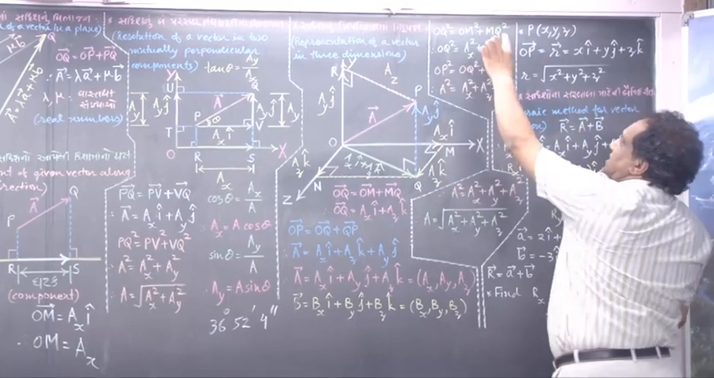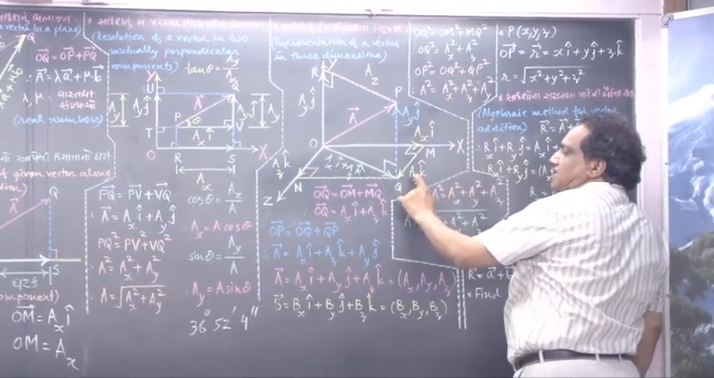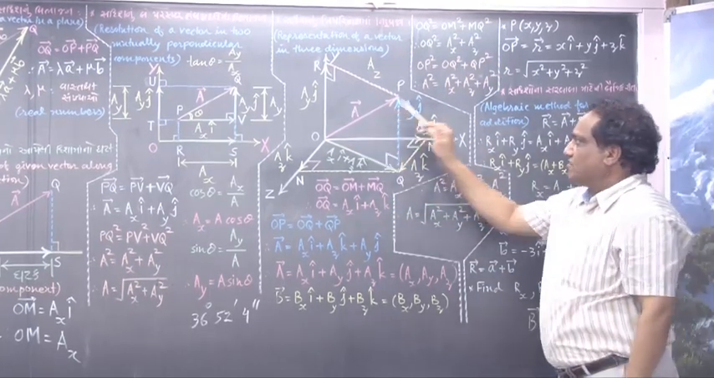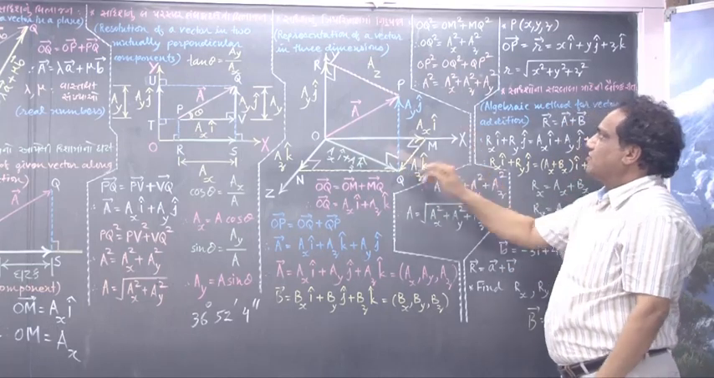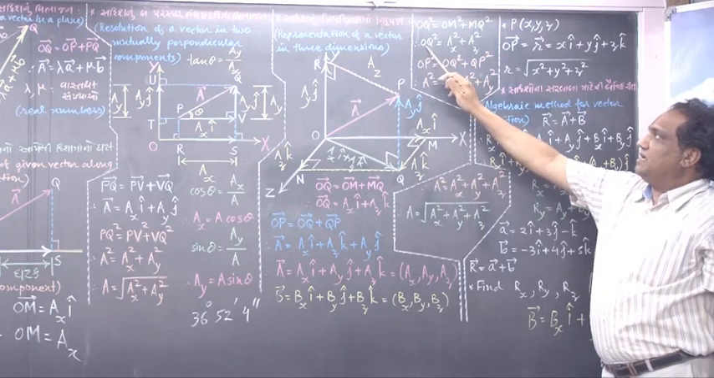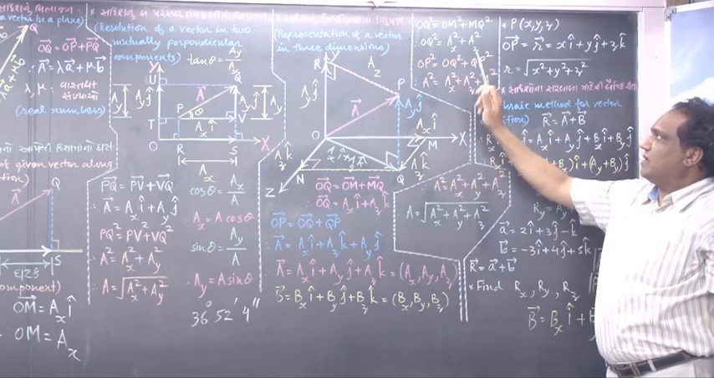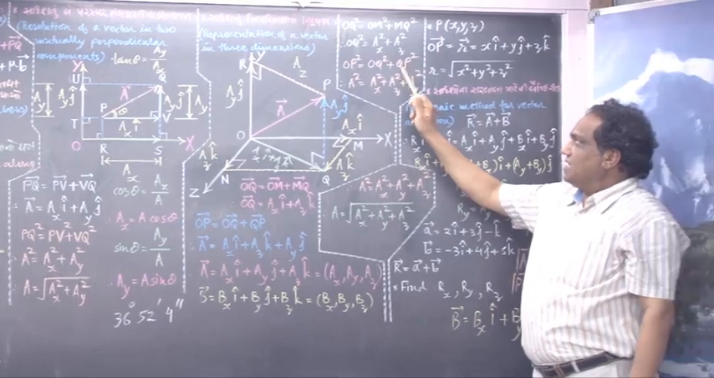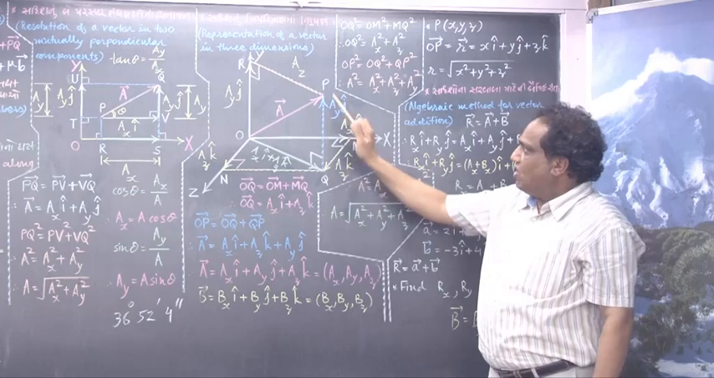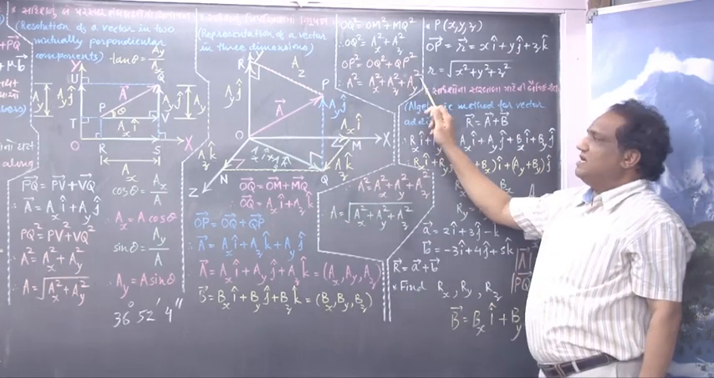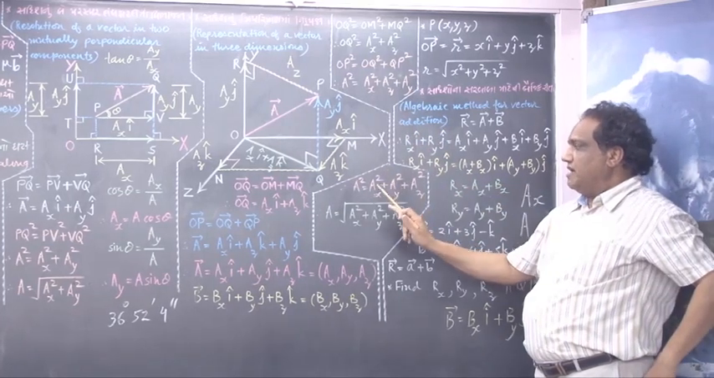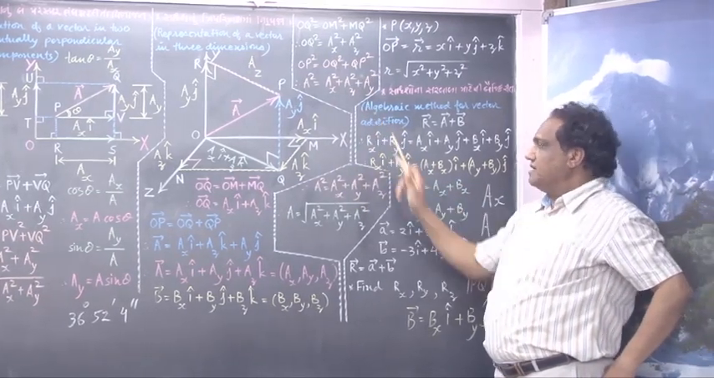This distance MQ is AZ, so it is AZ square. Then OP square will be OQ square plus QP square. OQ square means AX square plus AZ square. QP means AY, so QP square will be AY square. Rearrange it properly: firstly X, then Y, then Z. So AX square, then AY square, then AZ square.